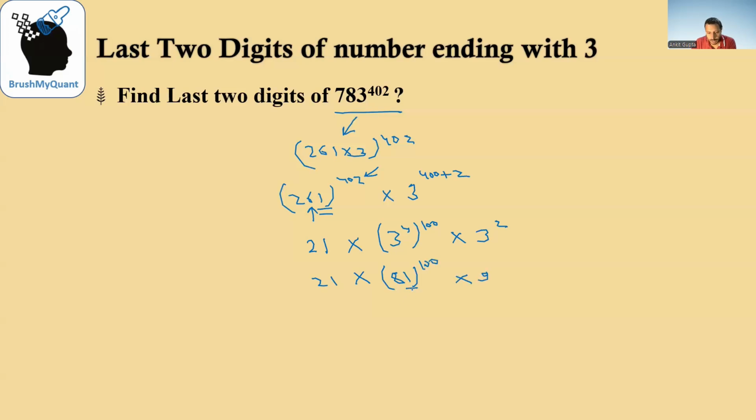Now this again has a units digit of 1. So that means the units digit will be 1. And the tens digit will be 8 multiplied by 0, which is equal to 0. So this becomes 21 into 9, so the last two digits will be 89. So the last two digits of this expression will be equal to 89.